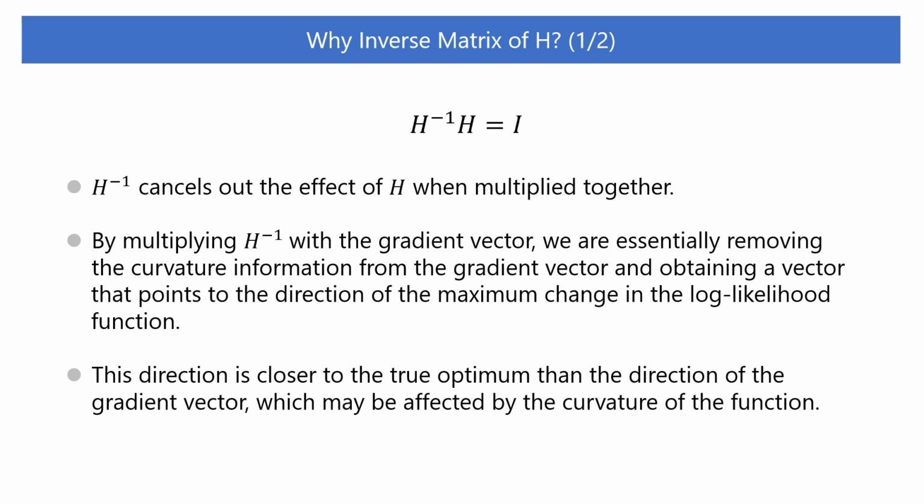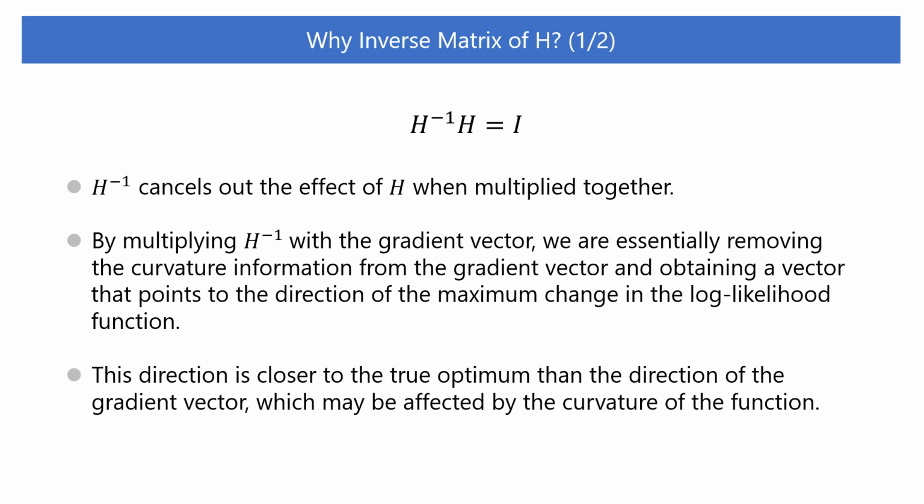This means that the inverse Hessian matrix is a matrix that cancels out the effect of the Hessian matrix when multiplied together. Therefore, by multiplying the inverse Hessian matrix with a gradient vector, we are essentially removing the curvature information from the gradient vector and obtaining a vector that points to the direction of the maximum change in the log likelihood function. This direction is closer to the true optimum than the direction of the gradient vector, which may be affected by the curvature of the function.